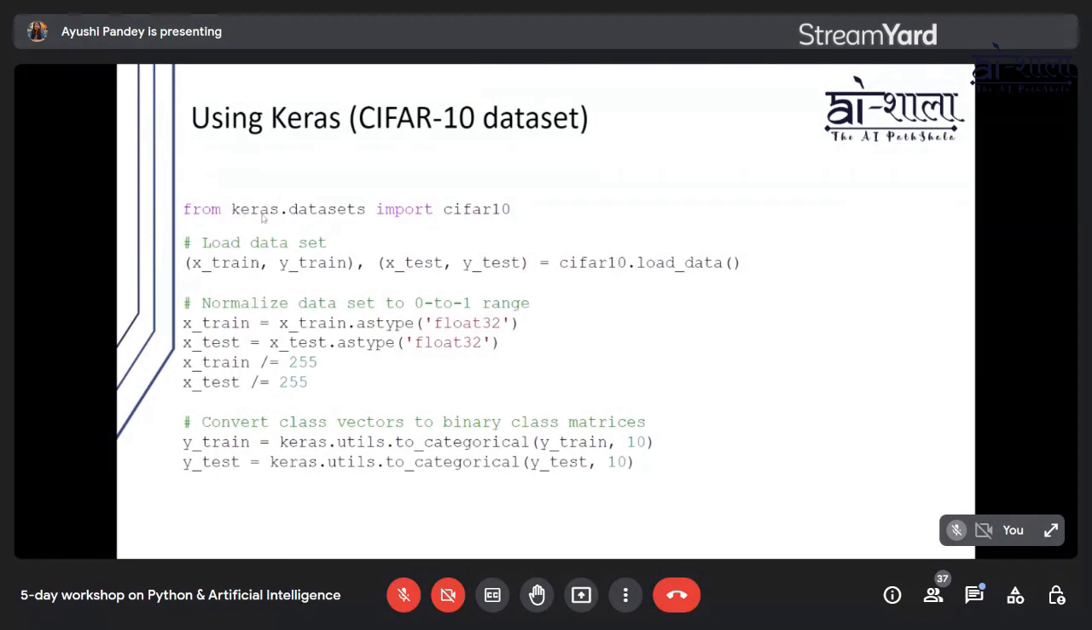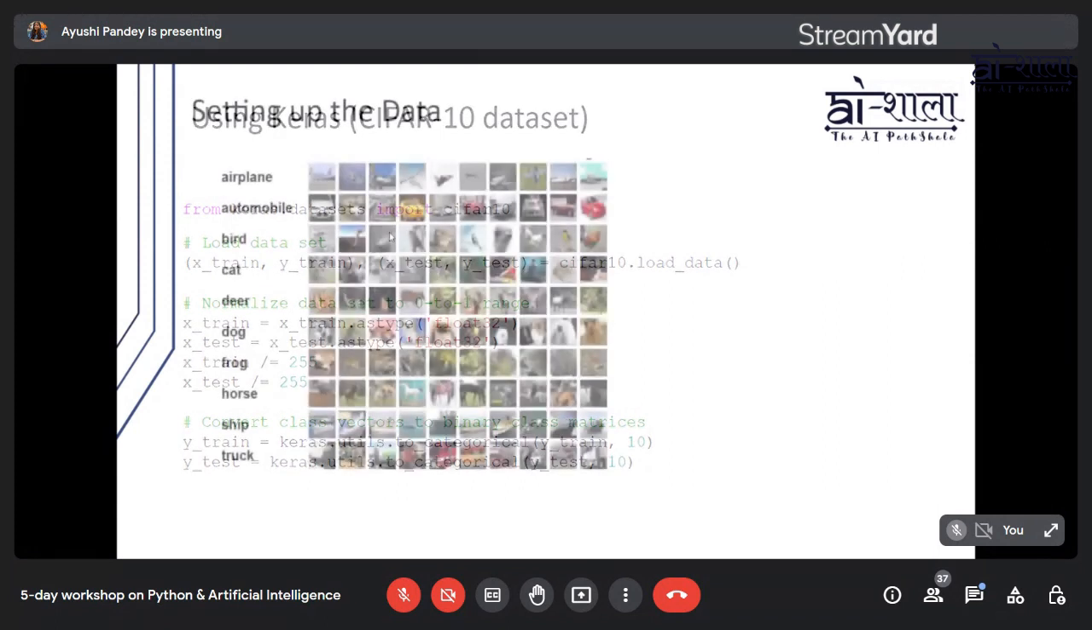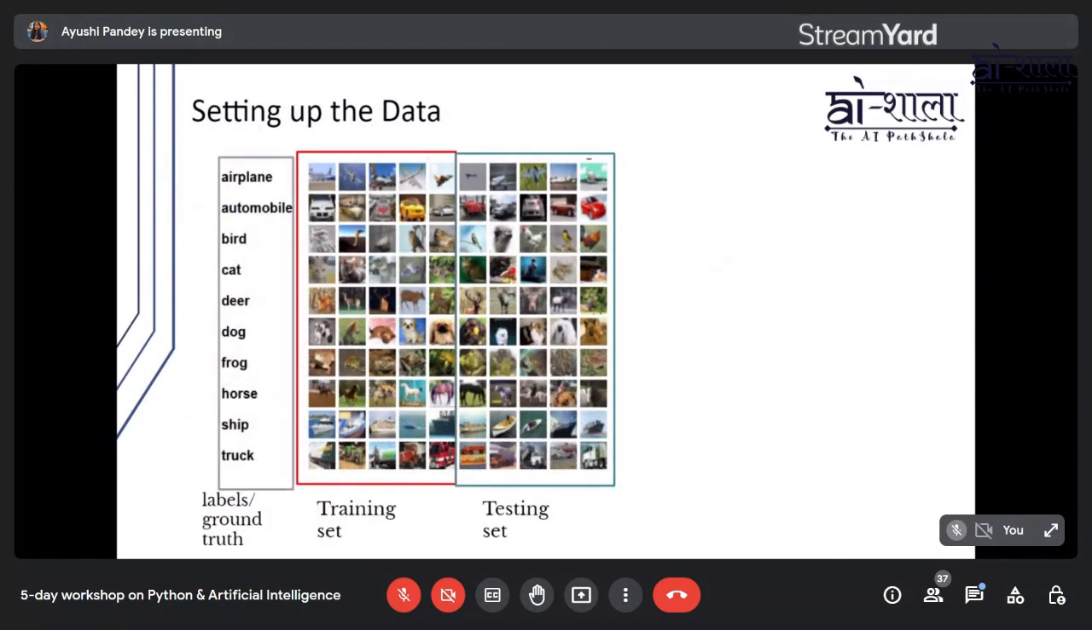There is this data set in Keras, and this is the CIFAR-10 data set. I will show you what this data set looks like. What we will do is load this data, and we always need X-train, Y-train, and test and train. So why do we need train and test? Before this, I will show you the data set.